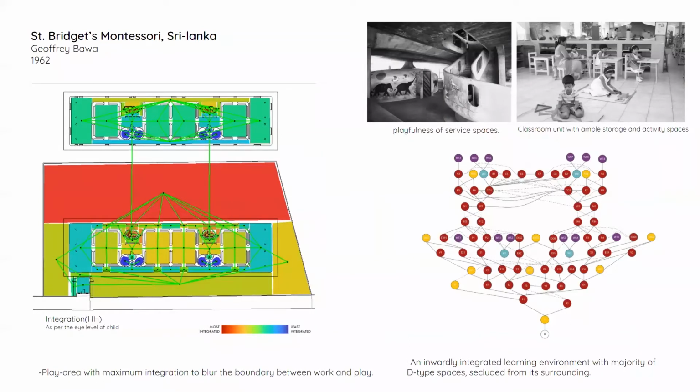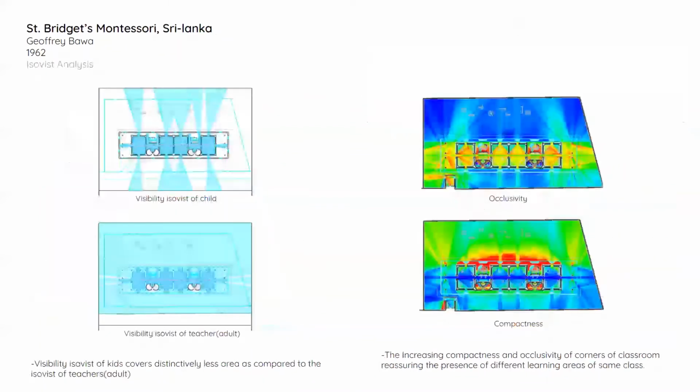The majority of the spaces of the school are D-type, including the classroom and veranda activity spaces, while the washrooms are the only dead-end spaces. The comparison of the isovist at an eye level of a child with that of an adult suggests the visual control of the teacher over the entire place and thus on the children themselves. The compactness and occlusivity values of the corners of the classroom reassure the fact that these corners can very well function as four independent learning spaces within one classroom.